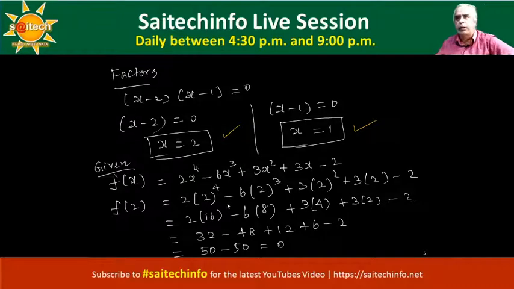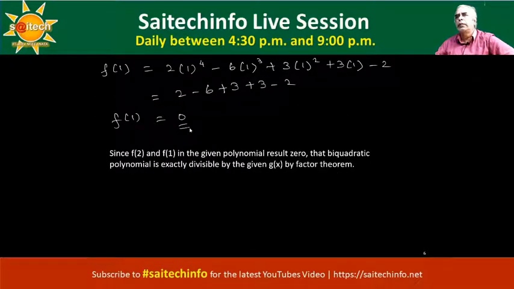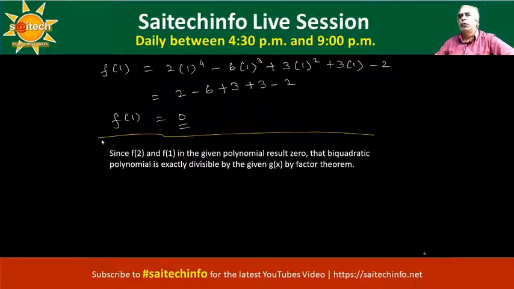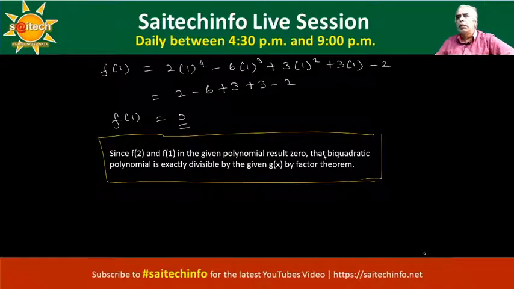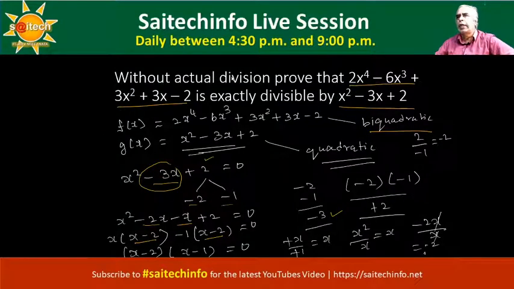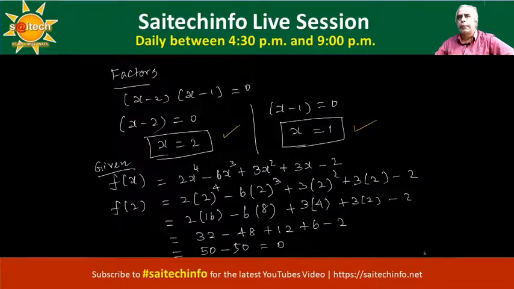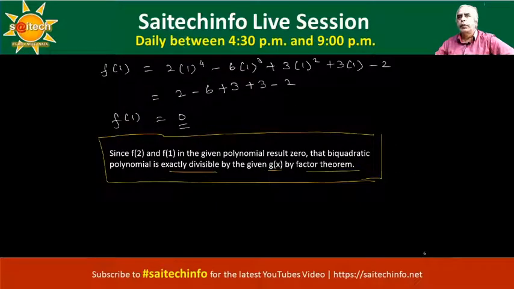Likewise, we can do the same for x minus 1 by substituting x by 1, and we get the same result. For both f of 2 and f of 1, the result is 0. Therefore, the polynomial f of x is exactly divisible by the given g of x, by the factor theorem. What was the question asked? Without actual division, show that it is exactly divisible. Now we have done that.